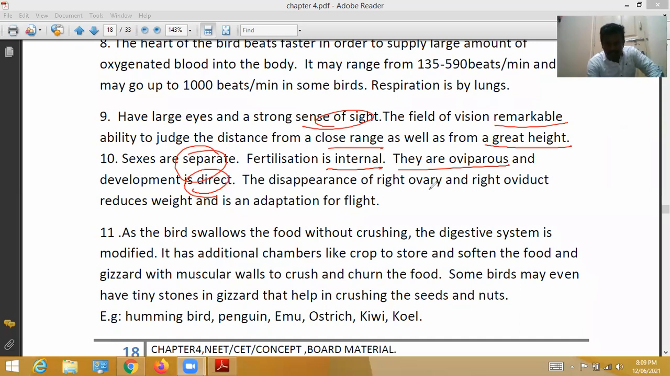The disappearance of the right ovary and right oviduct reduces weight, and it is an adaptation to flight. Generally, the right ovary and right oviduct in birds are reduced. Due to that, it reduces body weight and helps for flight.